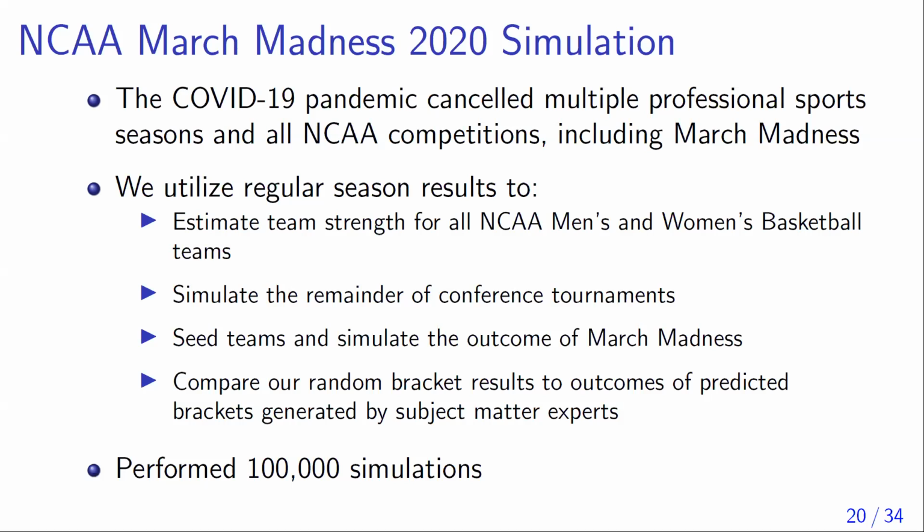So in order to fill that hole left by the cancellation, we wanted to look at who we think actually was going to win these tournaments. So we tried to simulate the entirety of both the men's and women's 2020 NCAA tournaments. We utilized regular season results to rank teams. We simulated the rest of the conference tournaments. At the point where the NCAA tournament was canceled, a lot of the conference tournaments had already been completed, but there were still, I think, 18 conference tournaments remaining for the men and 19 for the women. So we simulated all of those conference tournaments starting from where they had been canceled.